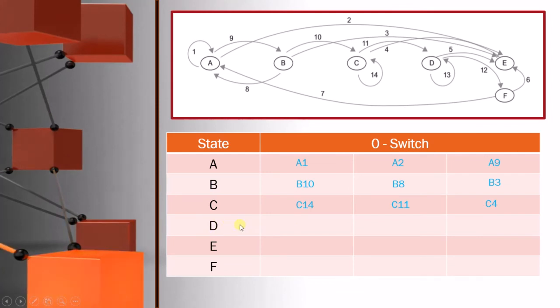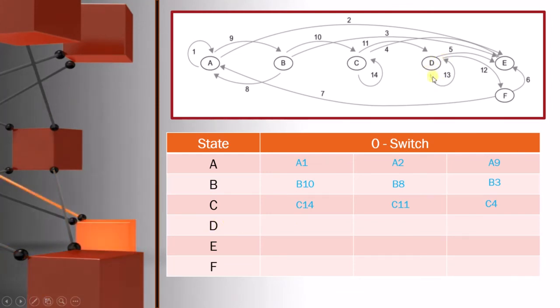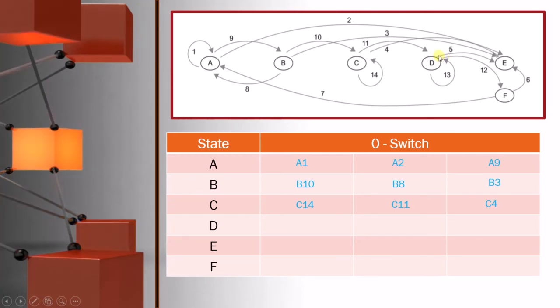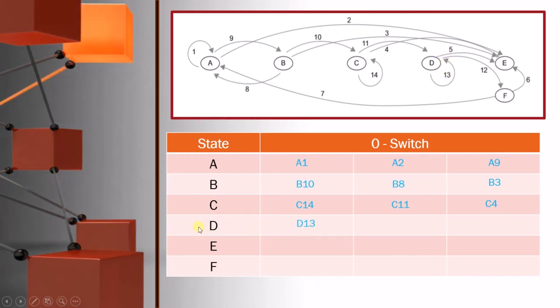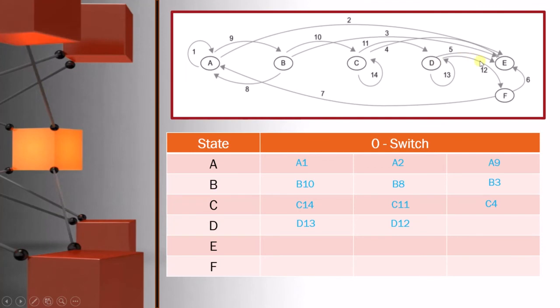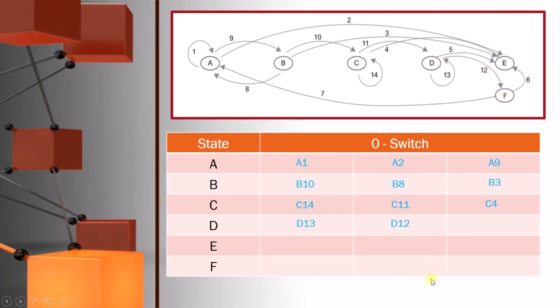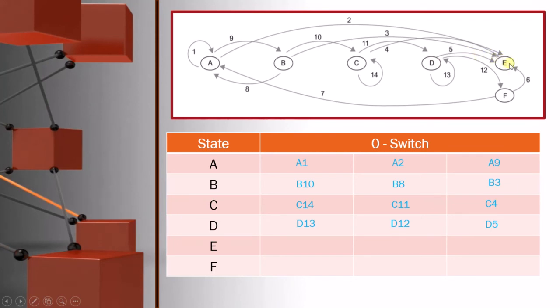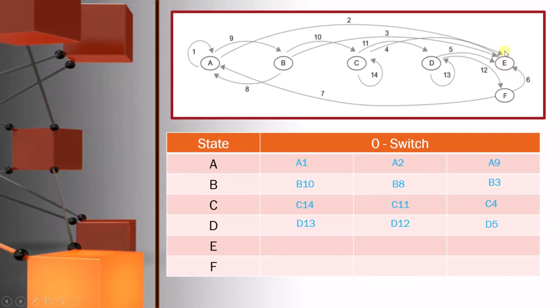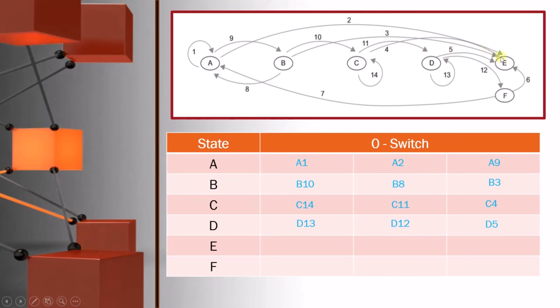Now let's move to D. Let's first analyze this. From D, this is one transition, this is another one, and this is one more. So totally 3 transitions again. When you are at D, D13 is a self loop. Then D12, which will take you to state F, and then D5, which will take you to state E. Now we have to analyze state E. This is state E, and if you see, there are no outward transitions. Therefore, you are not going to have any zero switch here, because all the transitions are coming inside it.